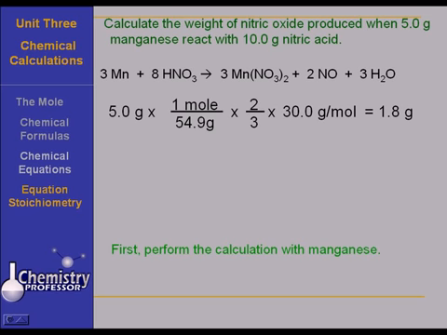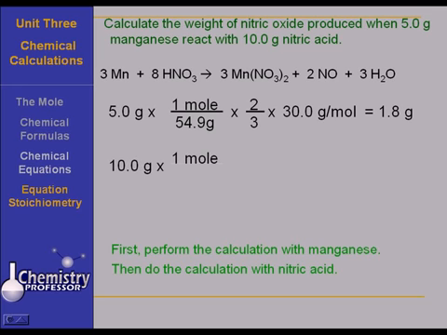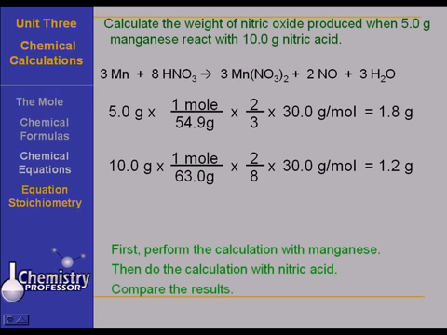Now let's try it with nitric acid. We have 10 grams of nitric acid times 1 mole over 63 grams times a 2 to 8 mole ratio. 2 moles of nitric oxide produced for every 8 moles of nitric acid used, times 30 grams per mole, gives us 1.2 grams. Okay, folks, compare the results. What is the amount of nitric oxide that could be produced? The answer is 1.2 grams.